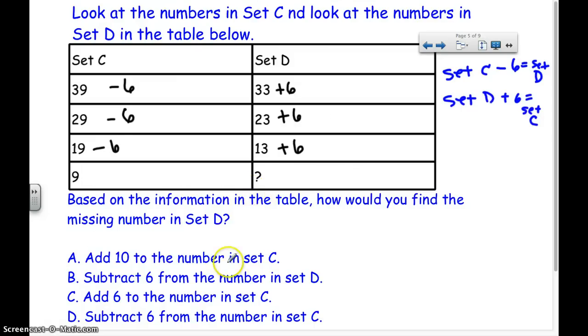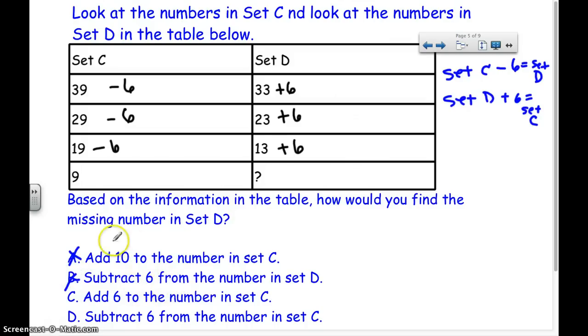So let's see. Add 10 to the number in set C. Well, I didn't add 10 in anything, so that's definitely not it. Subtract 6 from the number in set D. So if I take, don't always choose the first number. Choose a number down here in the middle because they try to trick you with that. So if I take set D, well, I know that set D is plus 6, not subtract 6, so that cannot be it.